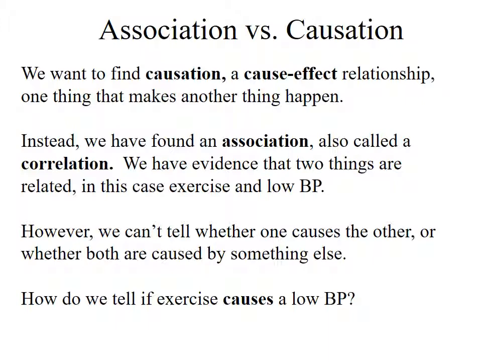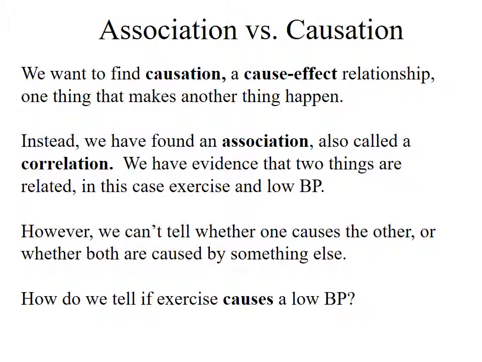So what we've got here is an association. What we really want is causation. We want to know whether a cause-effect relationship is happening here, whether doing this exercise causes our blood pressure to be lower, whether this thing makes that thing happen. On the other hand, what we have here is just an association, also called a correlation. We know that there's a relationship here. We've established that. We did the math. We can establish that these things are related, correlated, associated.